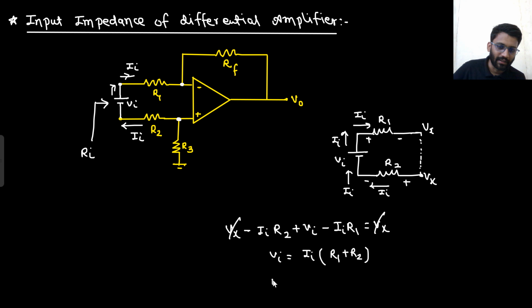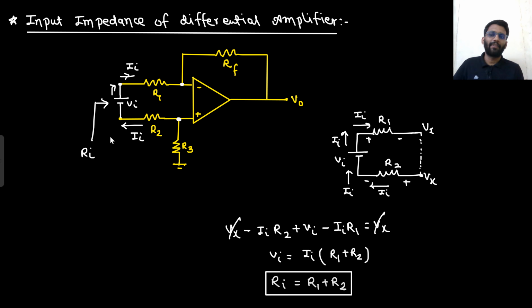So what is V in by I in? That you call R in. That is equal to R1 plus R2. What is the input impedance? That is equal to R1 plus R2. For a differential amplifier, input impedance is R1 plus R2. You can remember it like this as well: these are virtually shorted, so R1 plus R2 both come in series only. Or if you are not satisfied with that explanation, you can apply KVL as well. If you apply KVL, you get to know that your resistance is R1 plus R2.